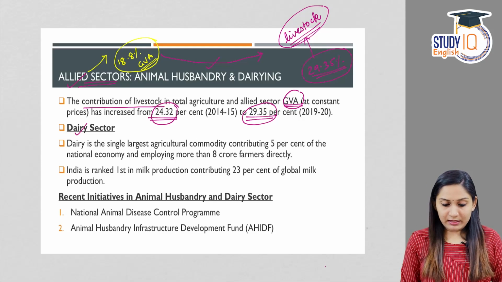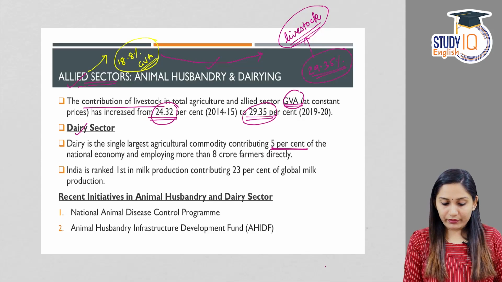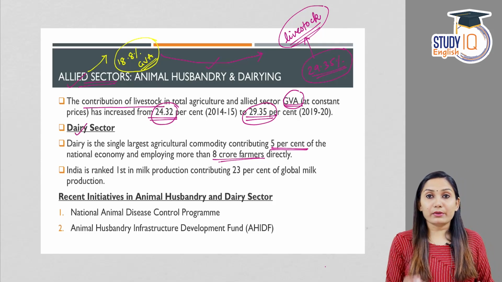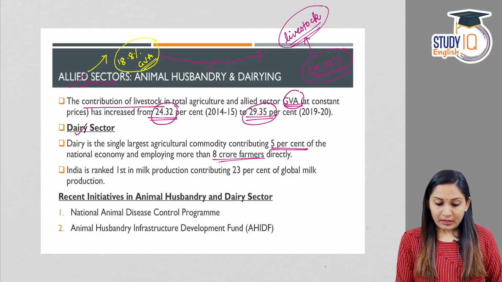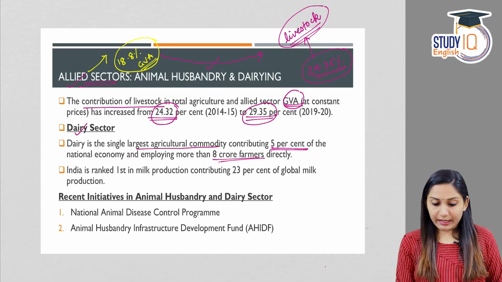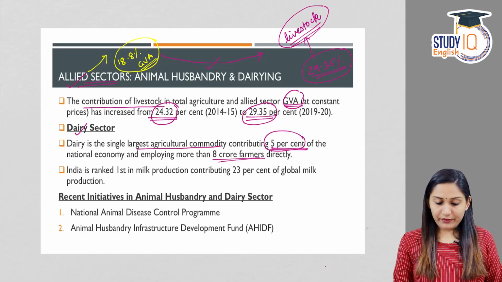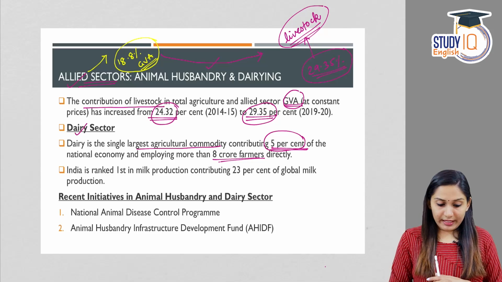Coming to dairy sector, dairy is the single largest agricultural commodity and it contributes 5% of national economy and employs more than 8 crore farmers directly. So this is the contribution of dairy sector to the economy. That is single largest agricultural commodity. 5% of national economy and 8 crore farmers are employed within the dairy sector.